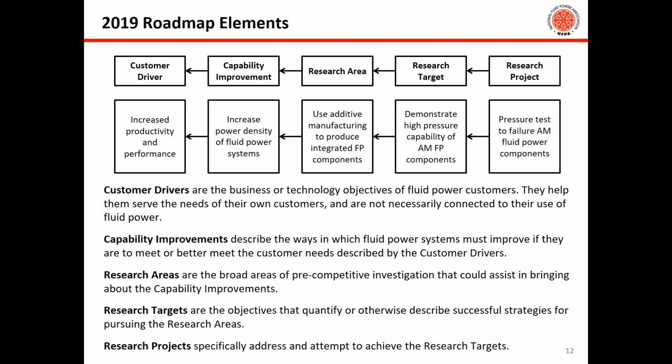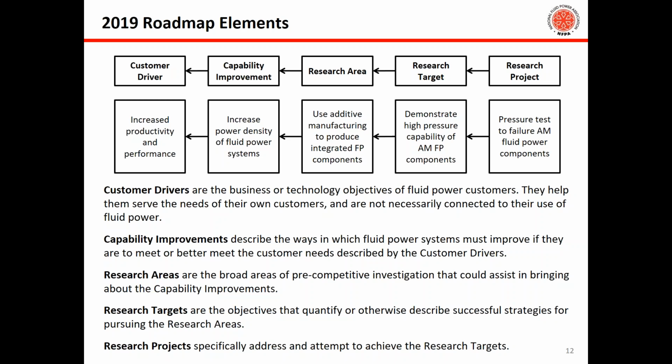Moving another step then to the right on this chart, for each of the research areas, we'll work together to prioritize a list of research targets. These would be, for each research area, an objective that either quantifies or otherwise describes what industry believes would be a successful strategy for pursuing the research area that we've defined. Again, in the example that I've chosen, a research target for using additive manufacturing would be demonstrate high pressure capability of additively manufactured fluid power components.